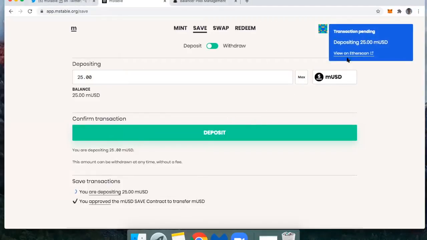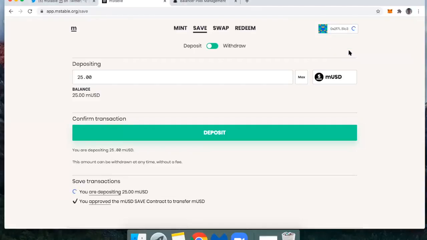So I'll be back once this confirms, but that's it. That's how easy it is for me to deposit stable coins, convert them into this mUSD, and then use the native interest rate of mStable.